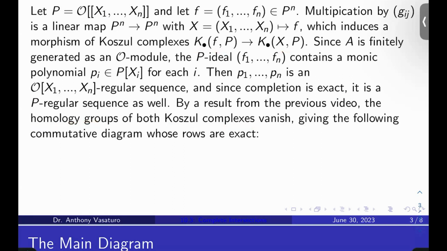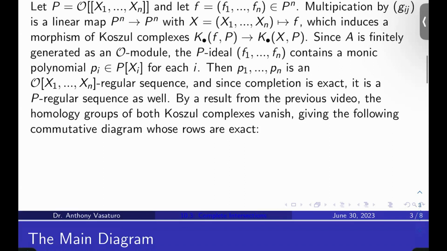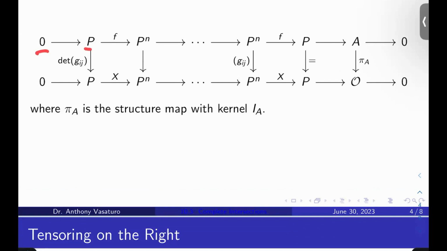And if you interpret what that means in plain down-to-earth language, it says you get the following commutative diagram with exact rows. The top row is just 0 to P to P^n, where the map P to P^n is just F. And then we map P^n to itself a bunch of times. And then we have P^n maps to P via F. And then we have P maps to A via the obvious surjective map. Okay, and then the bottom row is almost the same thing, except F has been replaced by X, right? And then instead of P mapping to A, we have P mapping to O.